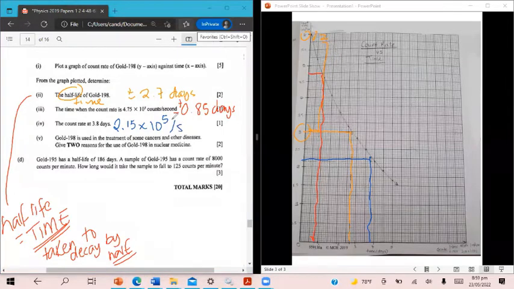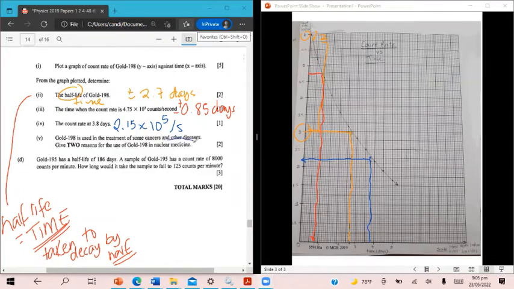So you put the correct unit back. All right, so this next question says, give 2 reasons for the use of gold-198 in nuclear medicine. Okay, not 2 other uses, 2 reasons why it's used in medicine.